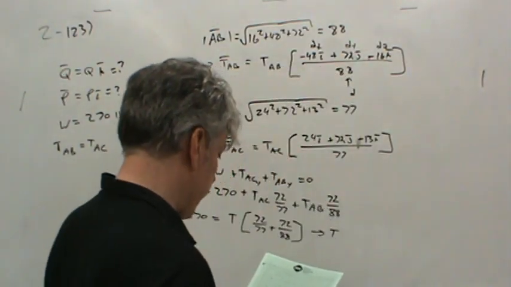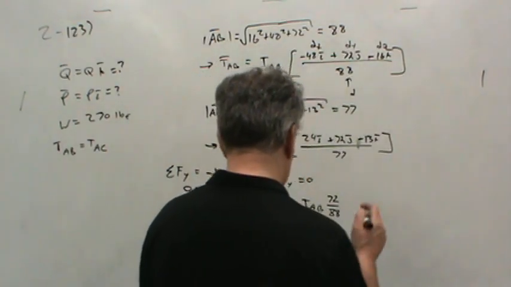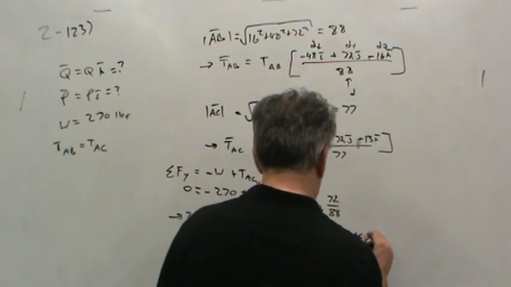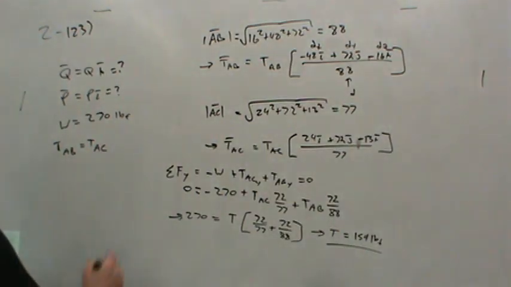Now, yeah, so here's where I did it. There we go. So the tension in the ropes then is 154 pounds. Okay. That's not what they asked for.